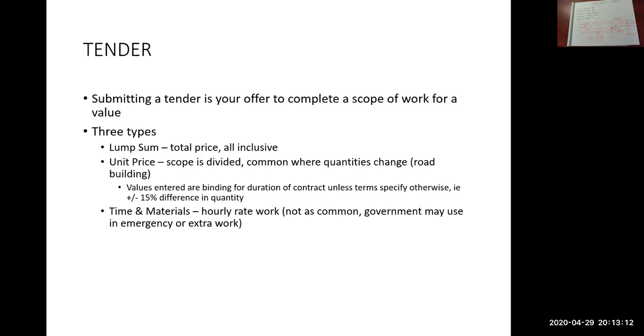Assignment on tenders? No, I don't believe there is.